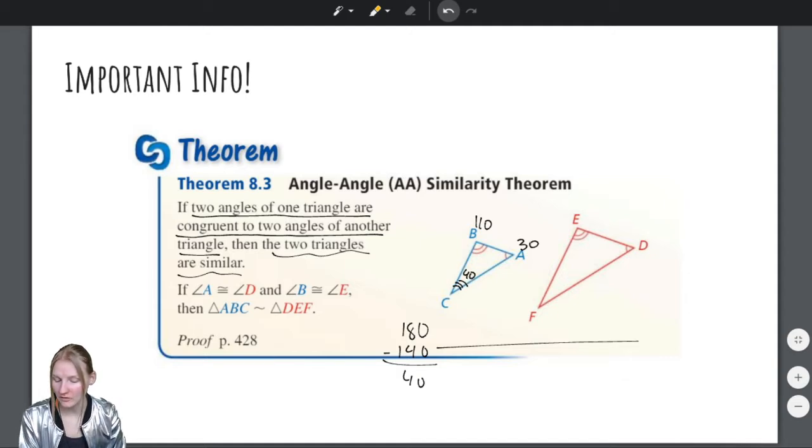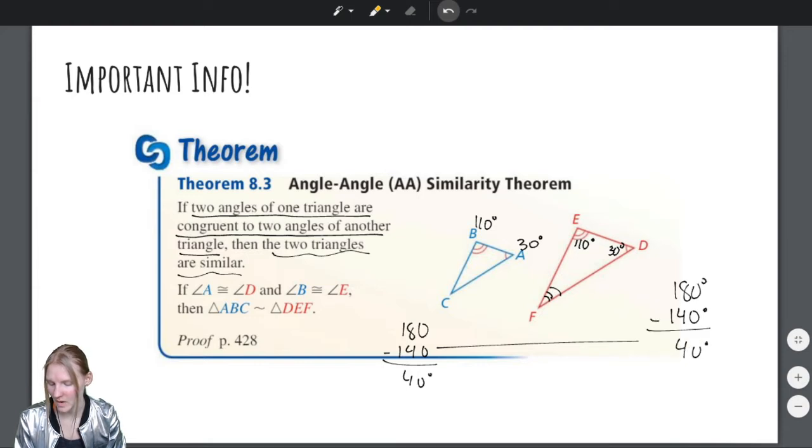So if I know that 110 is angle B, that means that angle E is 110 degrees. I should have degree symbols here. And if angle A is congruent to angle D, that means that angle D is 30 degrees. And hey, if I do the same math over here, 110 plus 30 is 140. Subtract that from 180. Wow, I get the same answer over here as I do from over there.